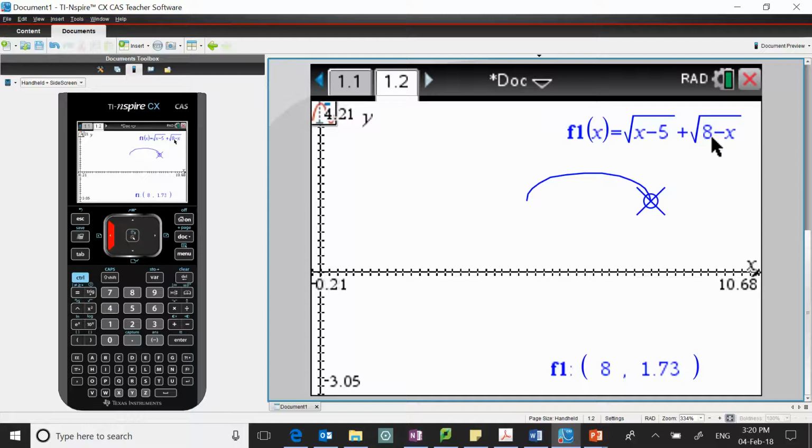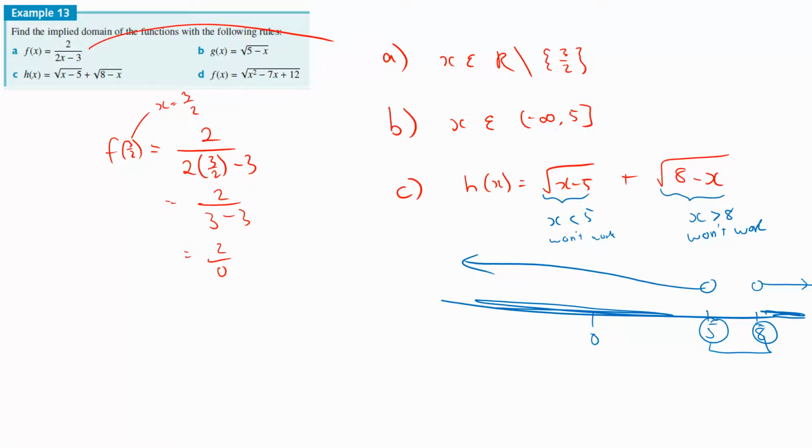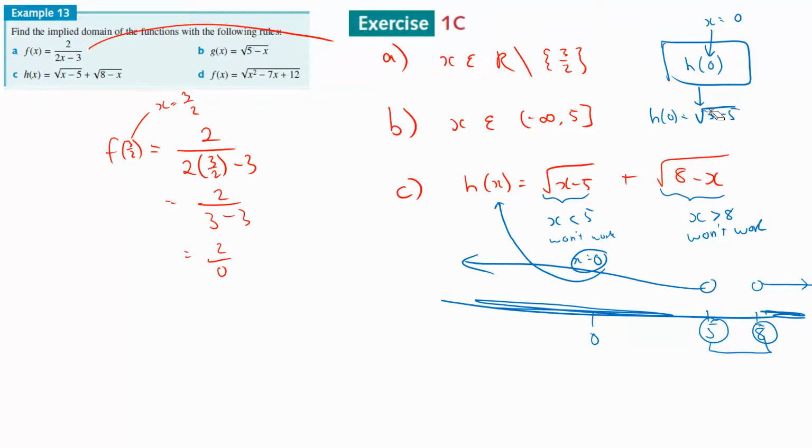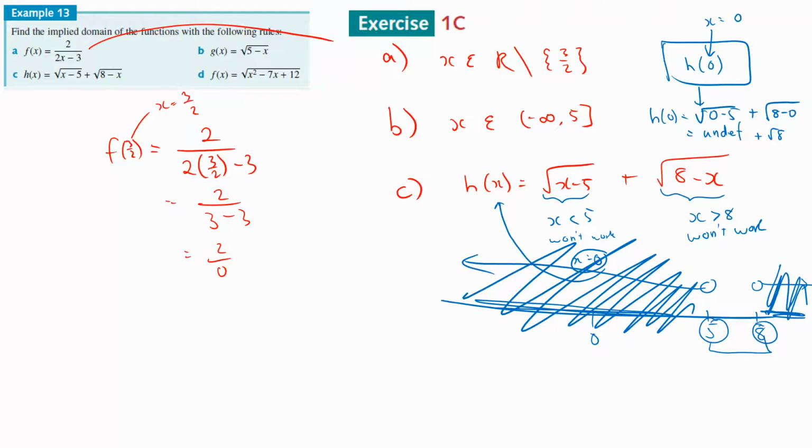Because remember, how do you add two numbers that are undefined? I'll give you an example of what I mean. So let's say we pick x equals 0 as our value to put into the machine. Let's see if it works. I sub in 0. Now the machine is h of 0. Then what it will spit out is h of 0 will equal root of 0 minus 5 plus root of 8 minus 0. The problem here is it's undefined because you can't do root of negative 5. Undefined plus root of 8. See, that's a problem. What's the answer? I don't know, undefined plus root 8. I have no idea what that answer is. That's why all of these values less than 5 don't work, and all the values above 8 don't work. It has to satisfy both equations.